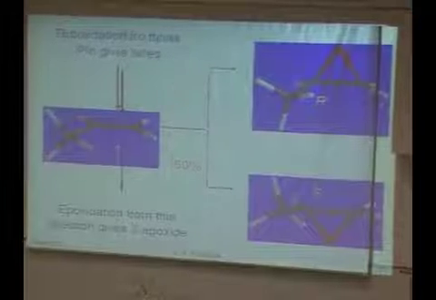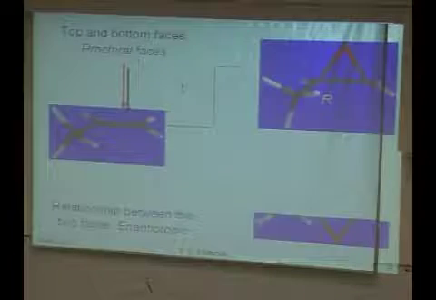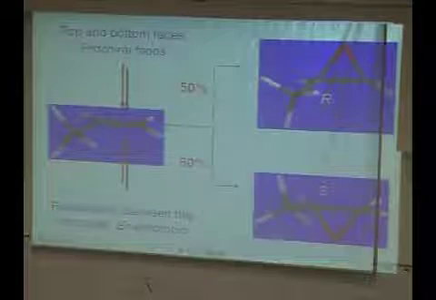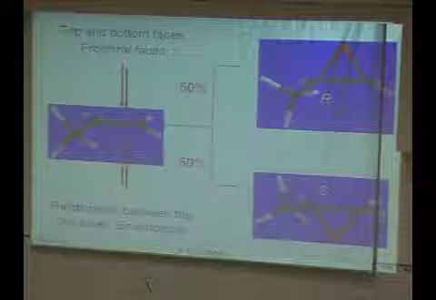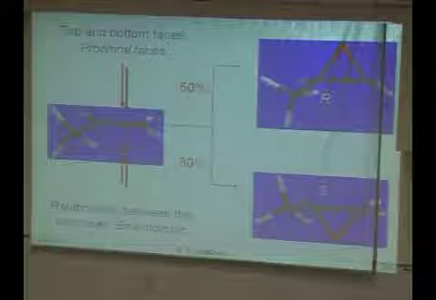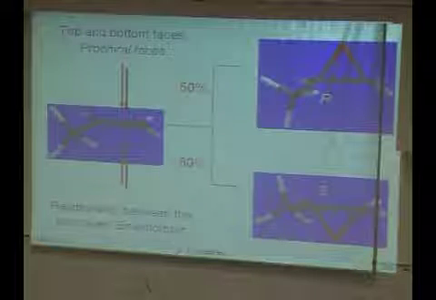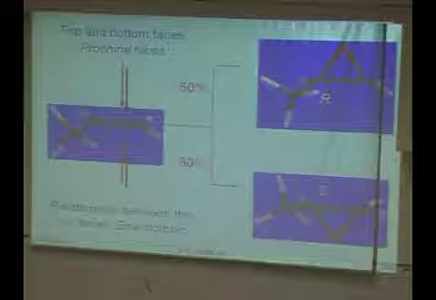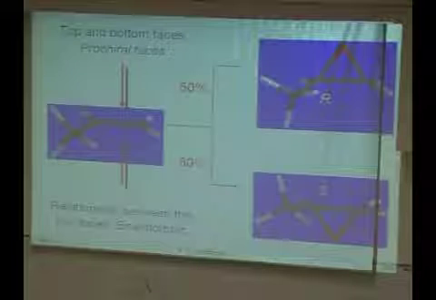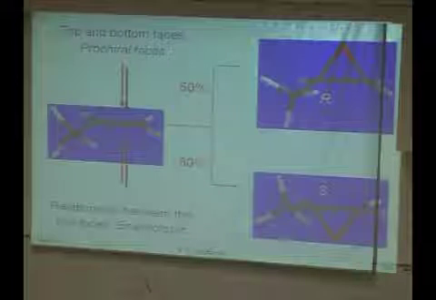Now we refer to these two sides right here as enantiotopic sides. Why? Of the C double bond C, because one side is giving me an R configuration, the other side is giving me an S. So the two faces of the C double bond C are enantiotopic faces.